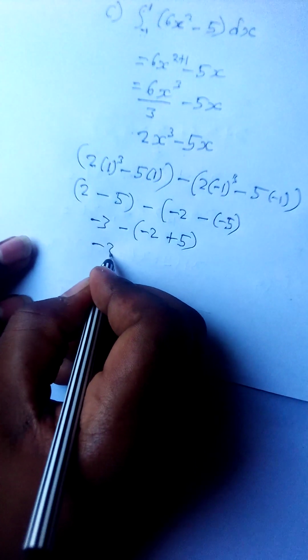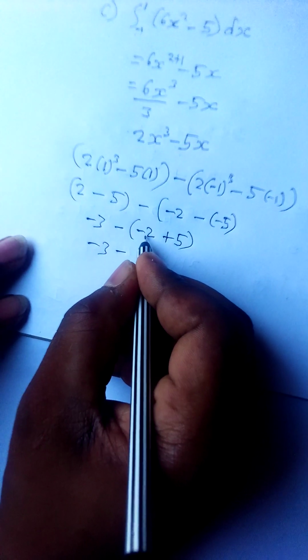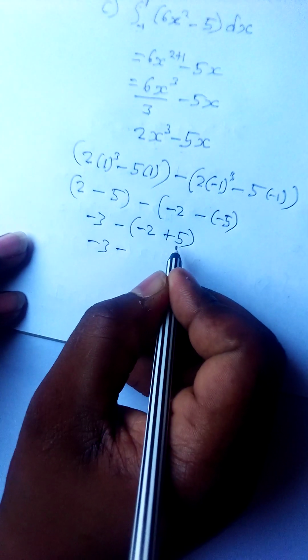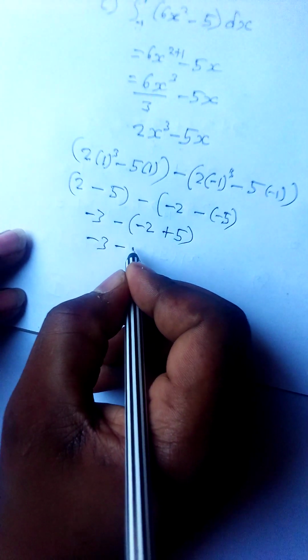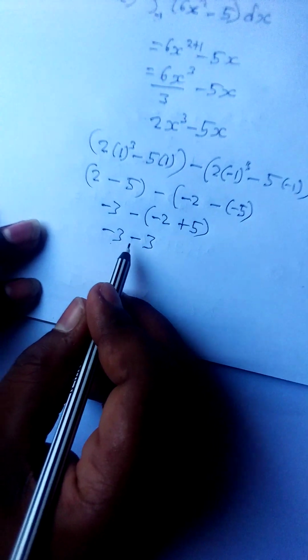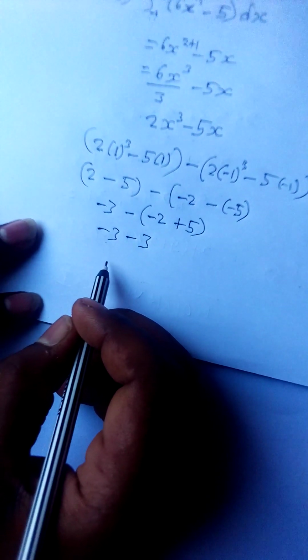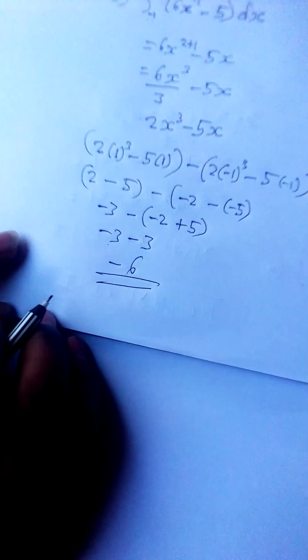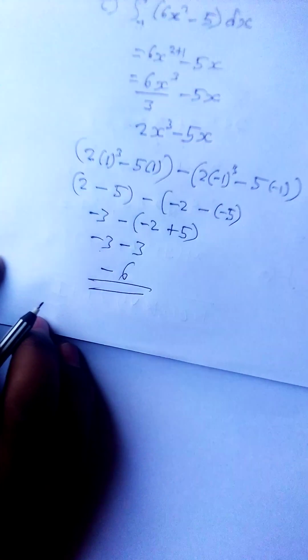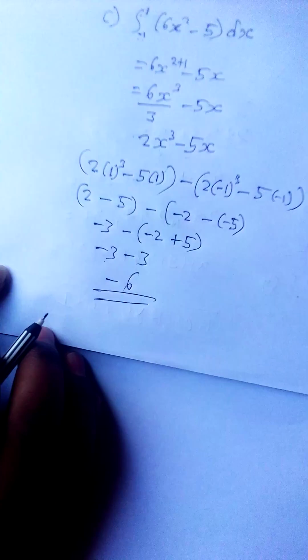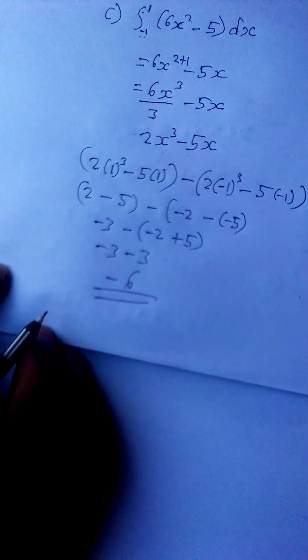-3 minus, what is -2 plus 5? This is the same as 5 minus 2, so here we are going to have 3. Therefore -3 minus 3, numbers of the same signs, we add them and maintain the signs. Therefore the answer here is -6. This will be the value of this integration that we were given.